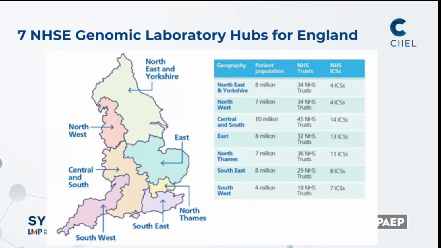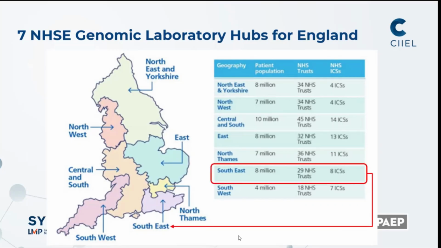So a little bit about the genomic structure in the UK, specifically in England. I know this is an international audience, so the United Kingdom is made up of England, Scotland, Wales, and Northern Ireland. In England, we have NHS England, and then similar bodies in Wales and Scotland and Northern Ireland. But in England, which has the largest population, all genomic testing has been centralized into 7 genomic laboratory hubs.